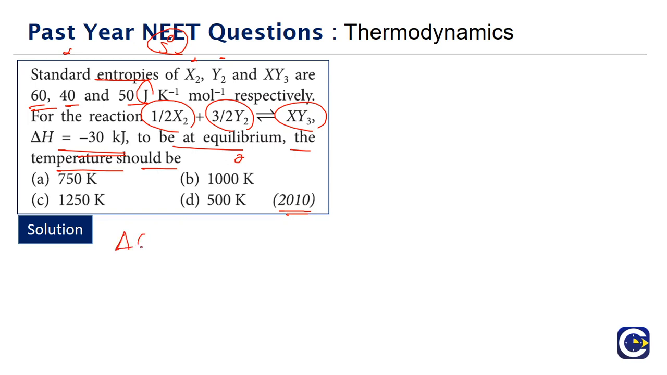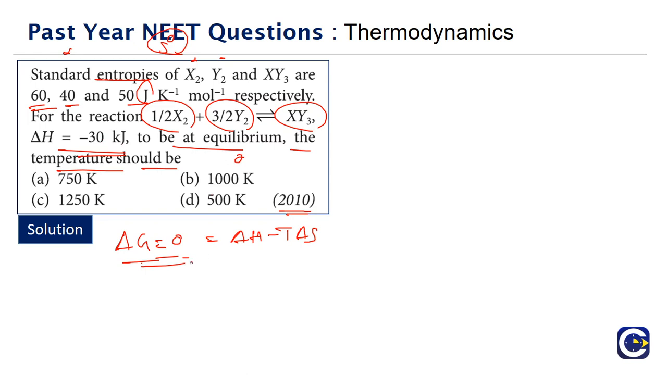So what will be the condition of equilibrium? Delta G will be equal to 0. Whenever we talk about equilibrium, delta G will be equal to 0. What is delta G? Delta G is equal to delta H minus T delta S. For the reaction, delta H is already given to us, minus 30 kilojoule.